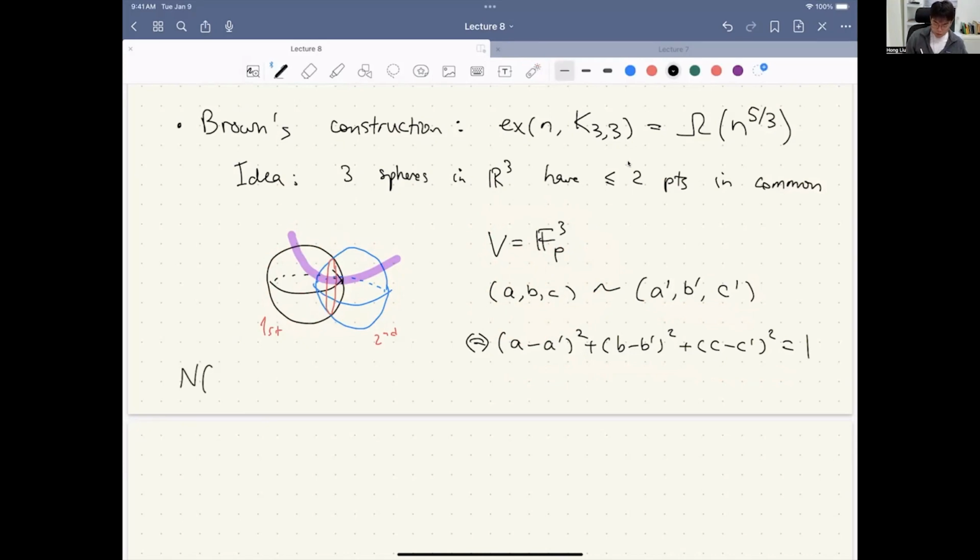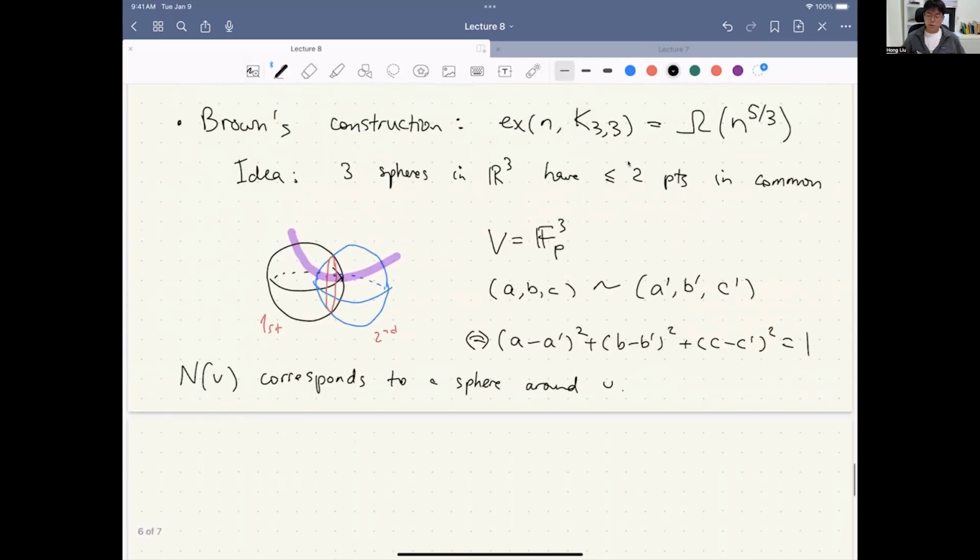So in this way, the neighborhood of a vertex corresponds to a sphere around v, and I will skip the details. You can check easily that it has this many edges. So that's all I want to say about complete bipartite graphs at the moment.